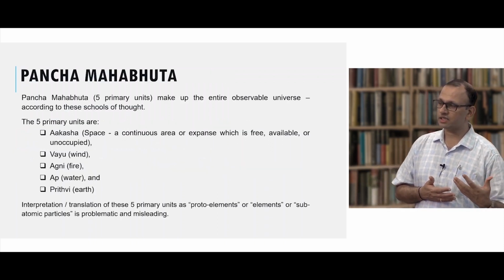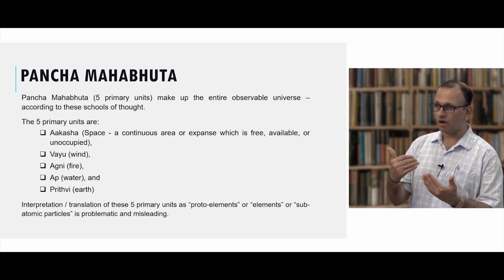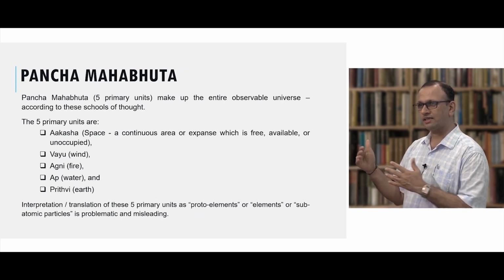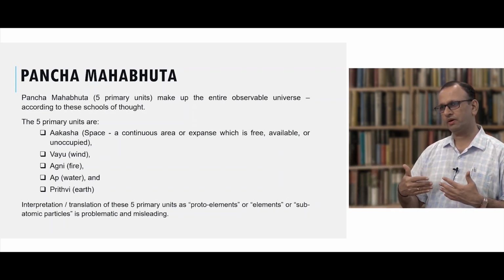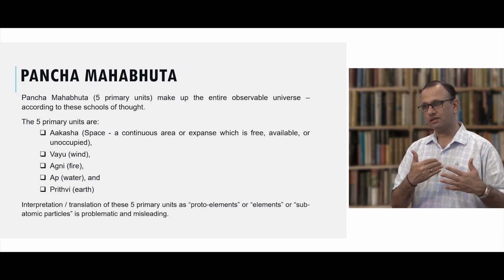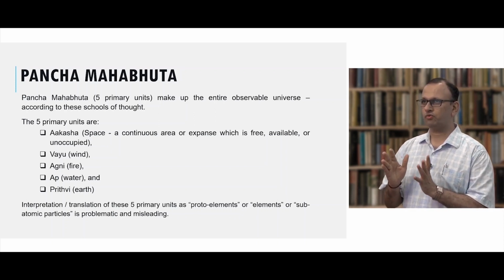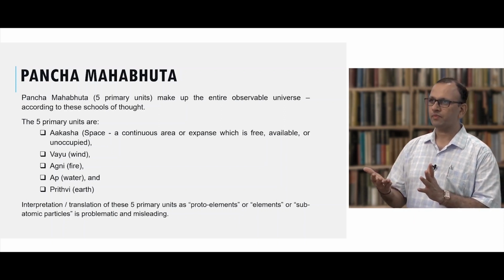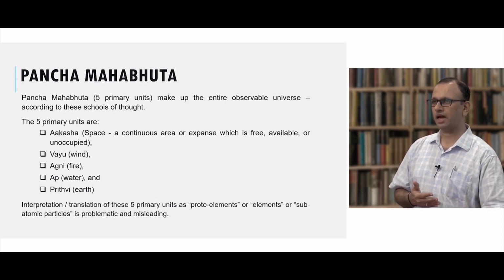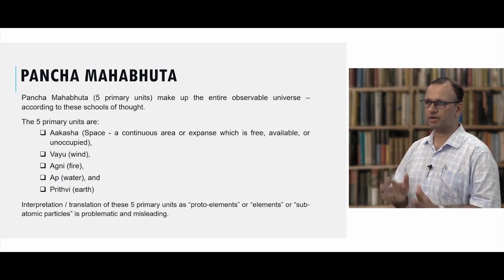Before starting the discussion on Tridosha theory, some understanding of Panchamahabhuta is essential, because all these different concepts like Tridosha, Panchamahabhuta, Guna are interrelated and integrated. That is how our ancient Indian knowledge systems were always linking the different concepts with each other. Panchamahabhuta are the five primary units, that is how we will call them. They make up the entire observable universe according to these schools of thought, Nyaya and Vaisheshika. The five primary units are Akasha, Vayu, Agni, Ap and Prithvi.